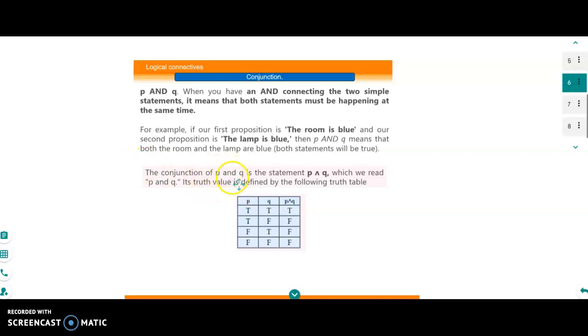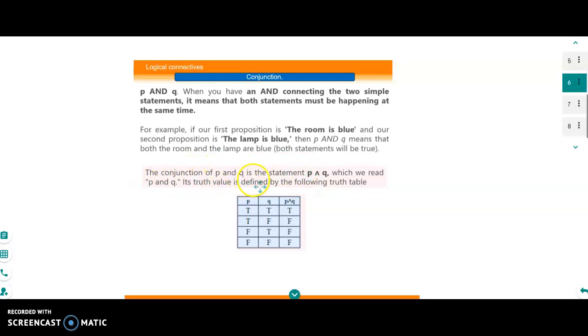The conjunction of P and Q is the statement P and Q. We use this symbol to represent the word and. For example, if we have another sentence like I like pizza and I also like hamburgers, so I like both pizza and hamburgers, the connective used here will be the word and. This is the symbol that we use for that, which we read P and Q.